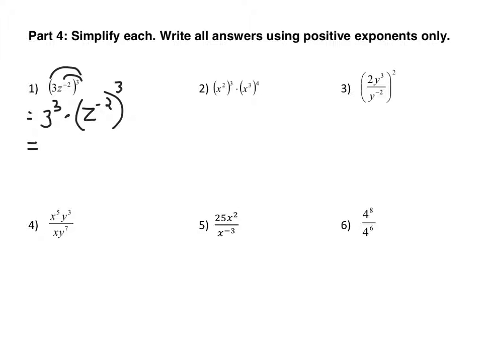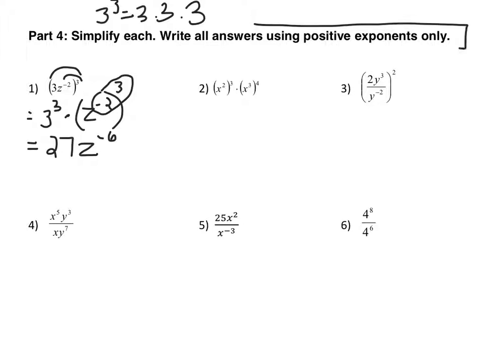Well, 3 to the 3rd power is not 9. Many of you are still, when you have a number to a power, multiplying the number by the power. That's not what raising something to the 3rd power means. 3 to the 3rd power means do 3 times 3 times 3. 3 times 3 is 9. 9 times 3 is 27. And when you have a power to a power, you can multiply the powers. You end up with 27z to the negative 6 power, because negative 2 times 3 is negative 6.